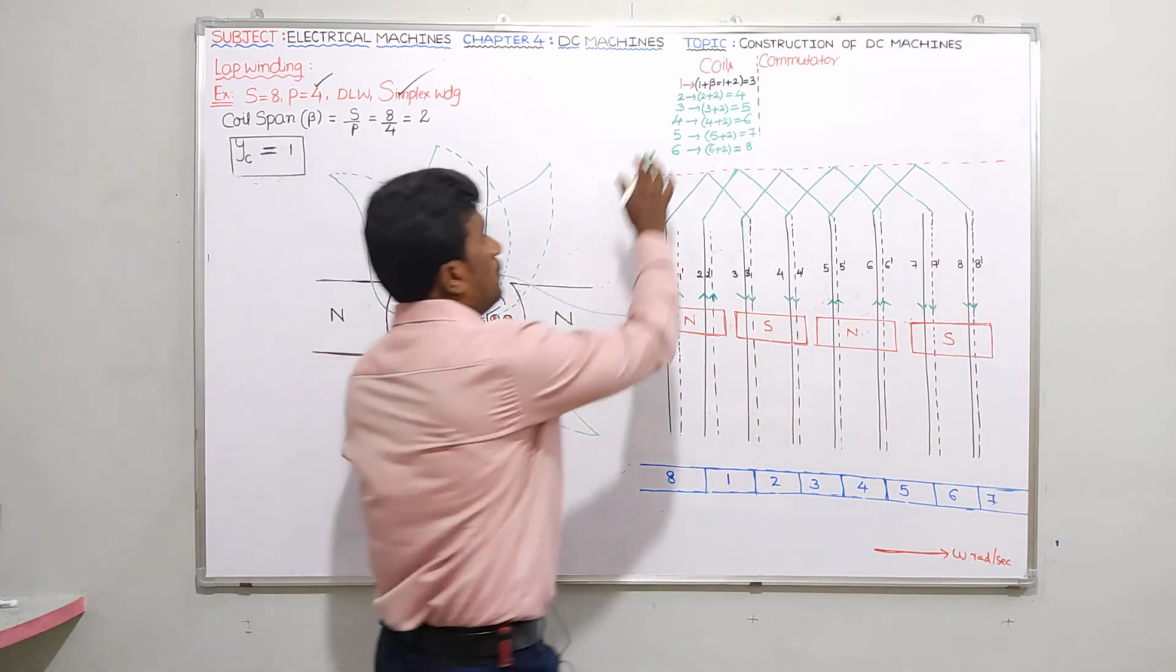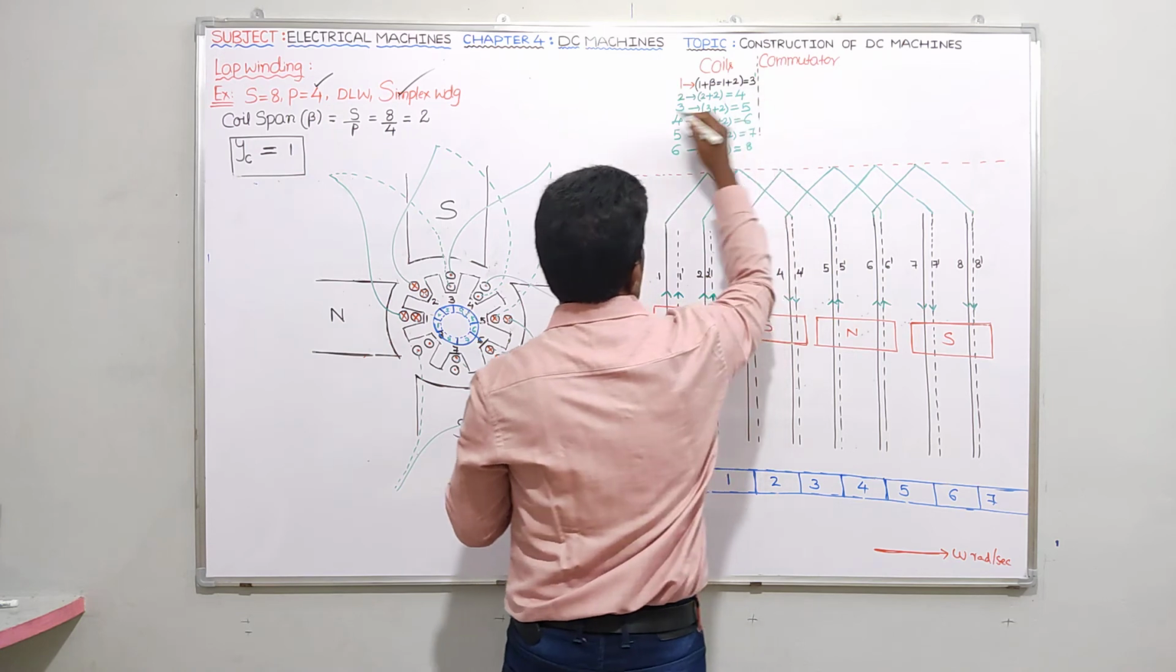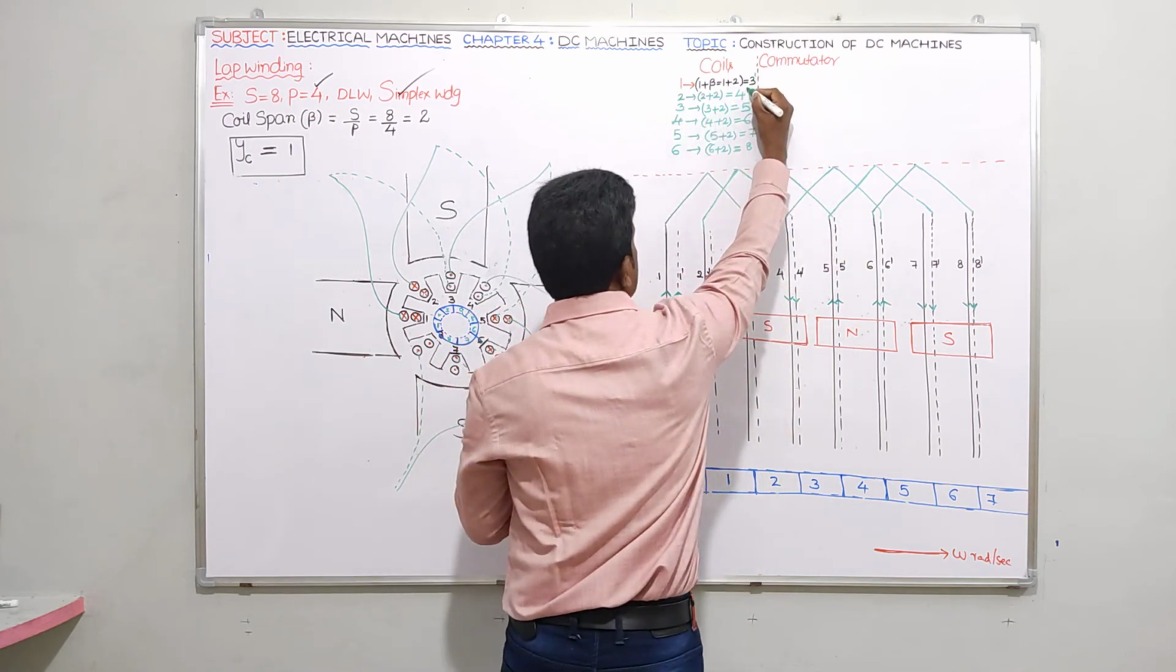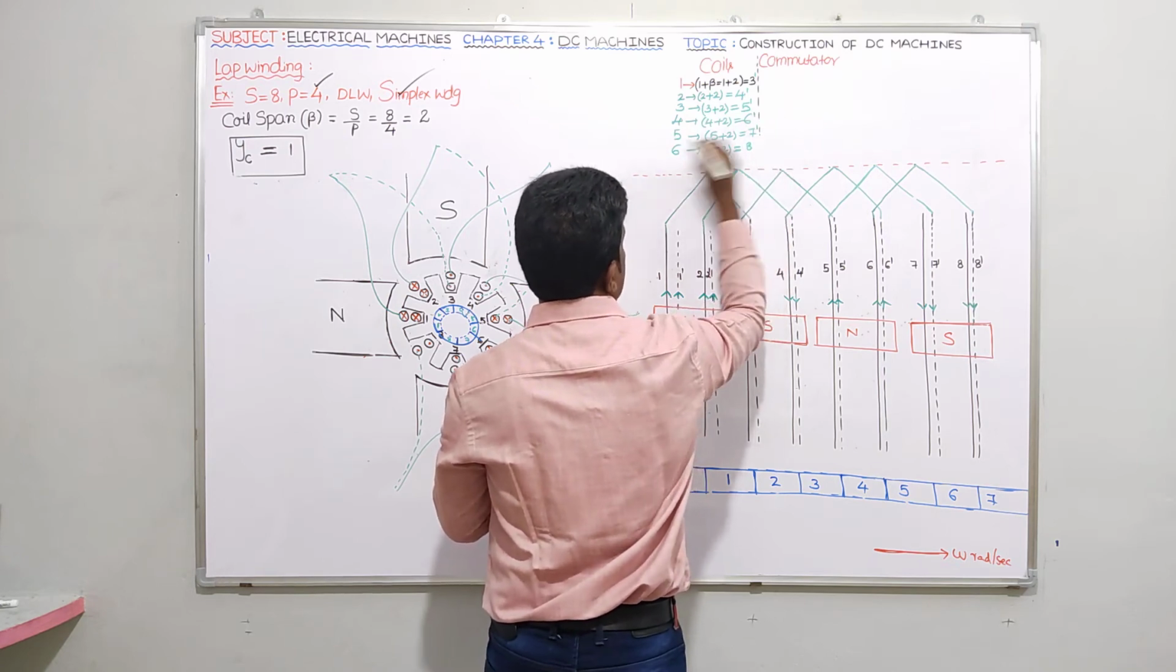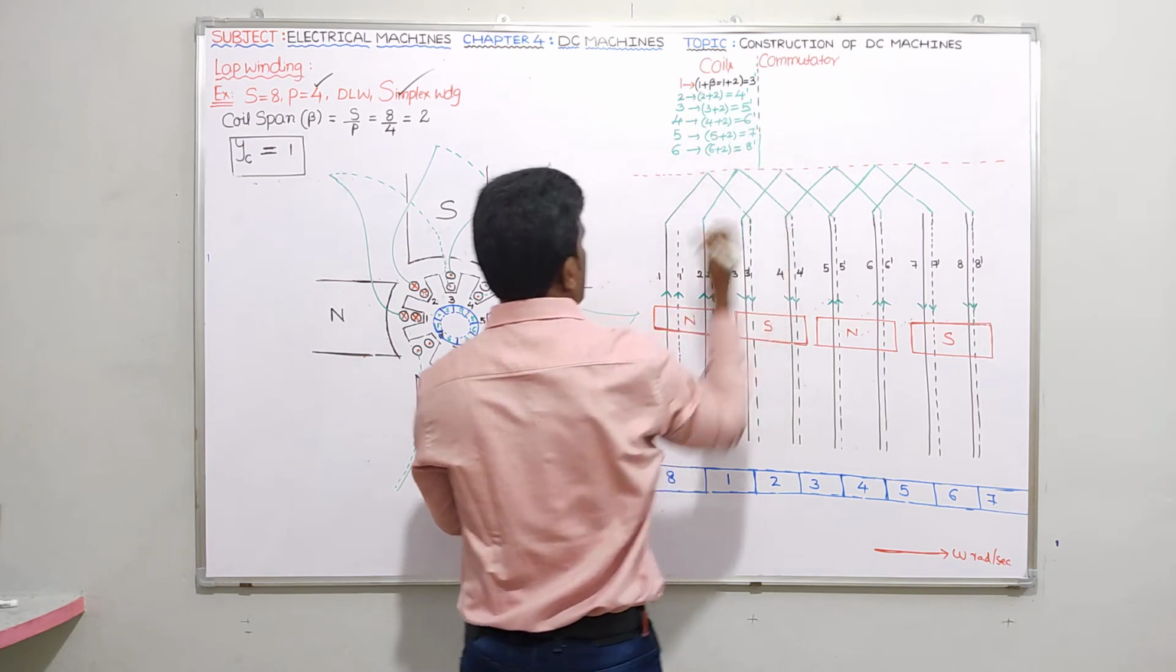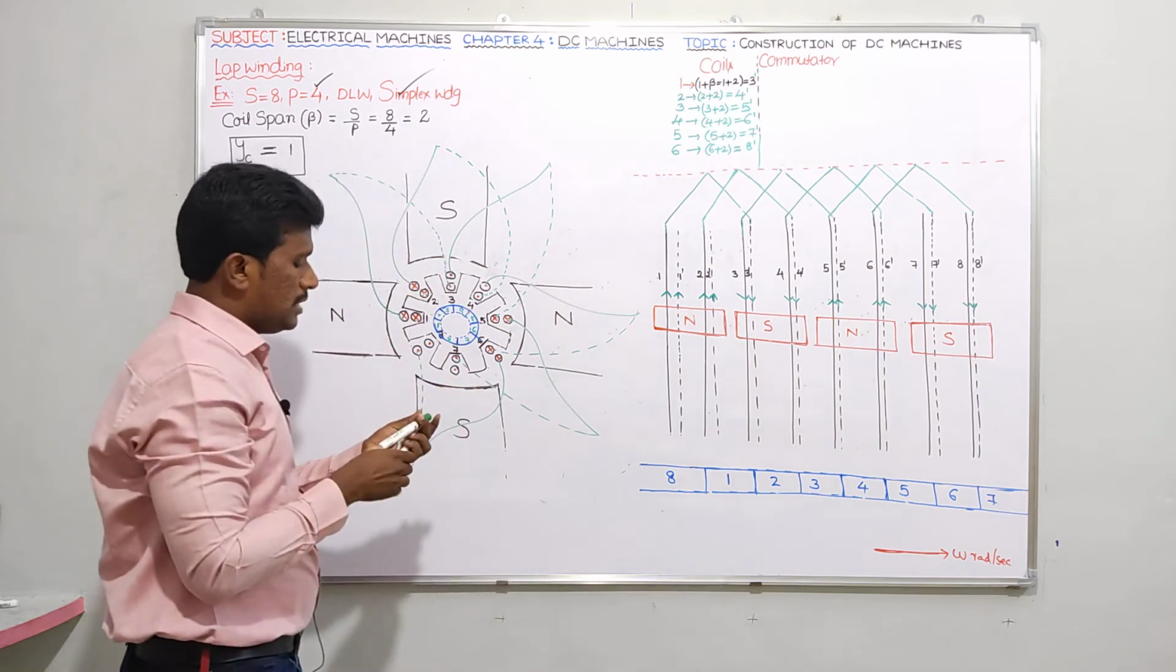So please guys, don't get confused here. For better understanding, please write 1 to 3 dash, 2 to 4 dash, 3 to 5 dash, 4 to 6 dash, 5 to 7 dash, 6 to 8 dash, like that. Okay, next, let me complete the remaining ones also.